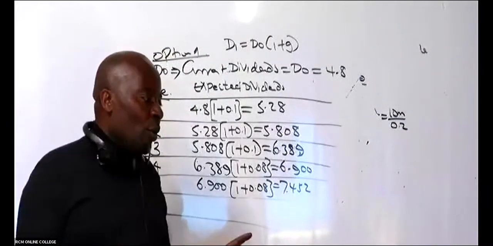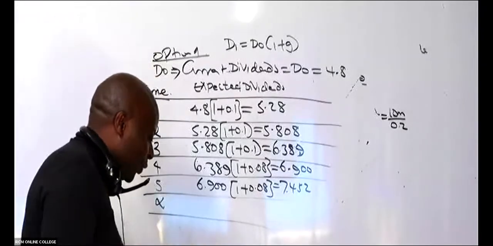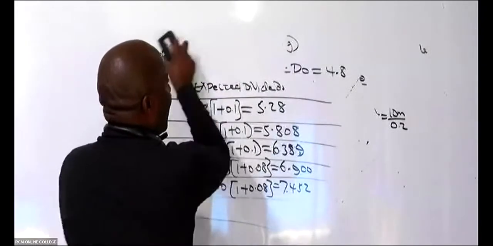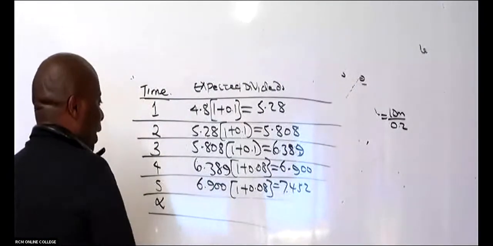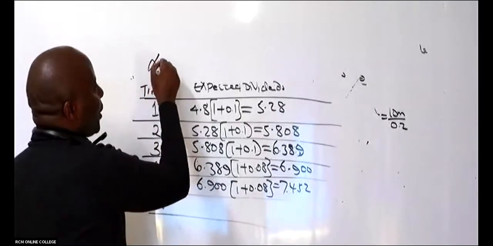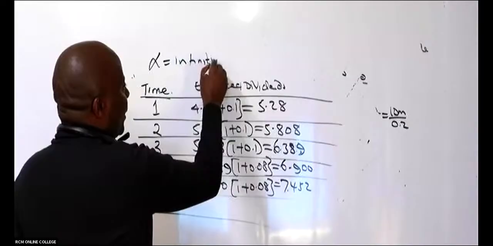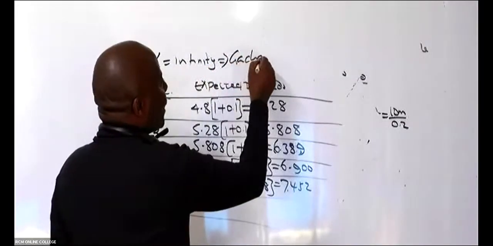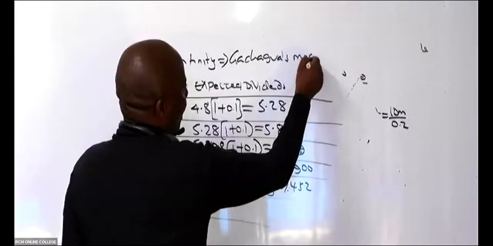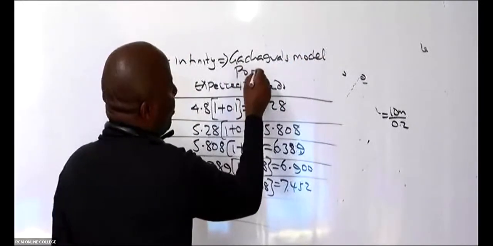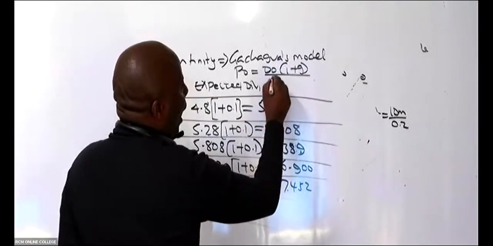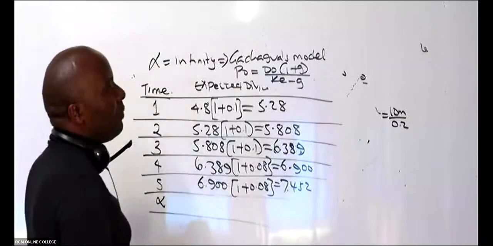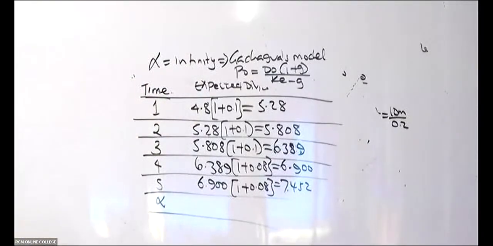Ladies and gentlemen, whenever you see infinity in finance, just remember that in our politics, the only person who is infinite, who will be seen all over, is HCB. So whenever you see infinity, always remember HCB's model.